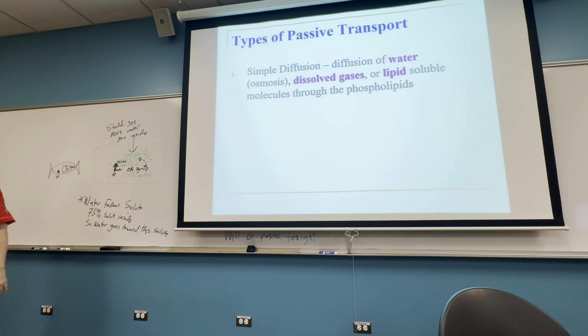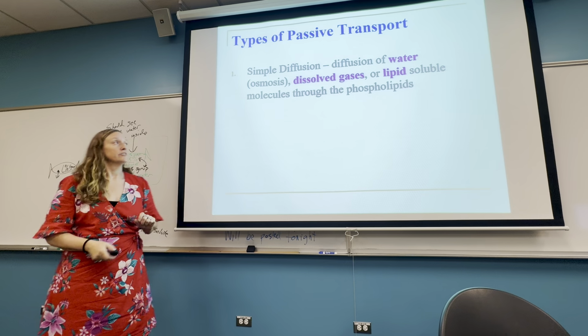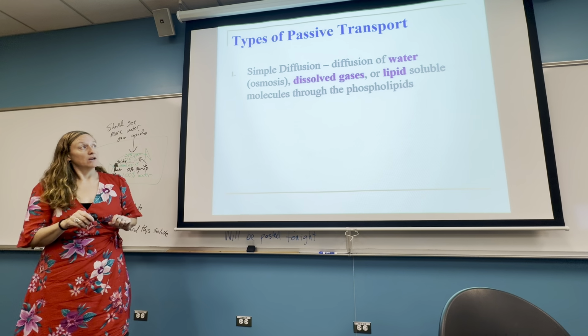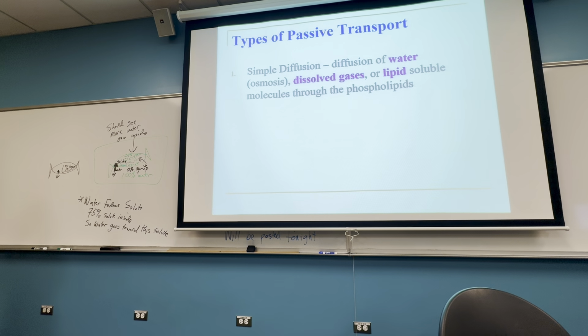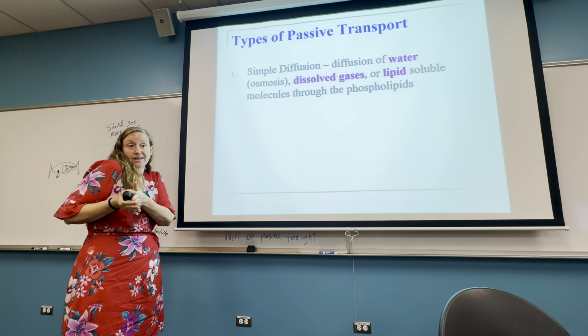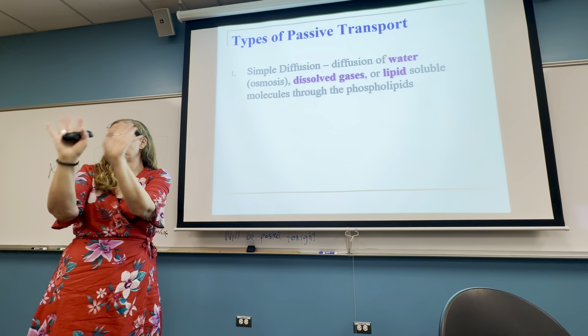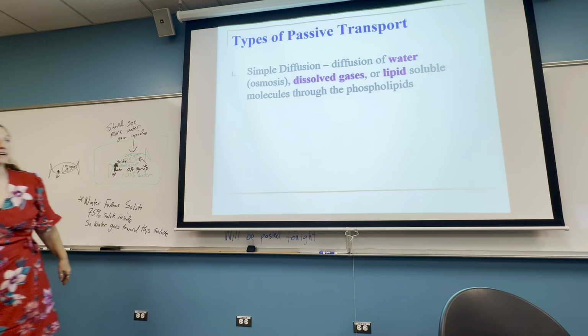Dissolved gases like carbon dioxide and oxygen, as I mentioned, are small. They're very, very tiny, so they can just slip on through. Or if you're something that can dissolve into lipids, then the lipid bilayer, which is typically like a guard or a wall against anything coming in or out, won't block you. If you can dissolve into it, you can just slip right on through. So if you're lipid soluble.